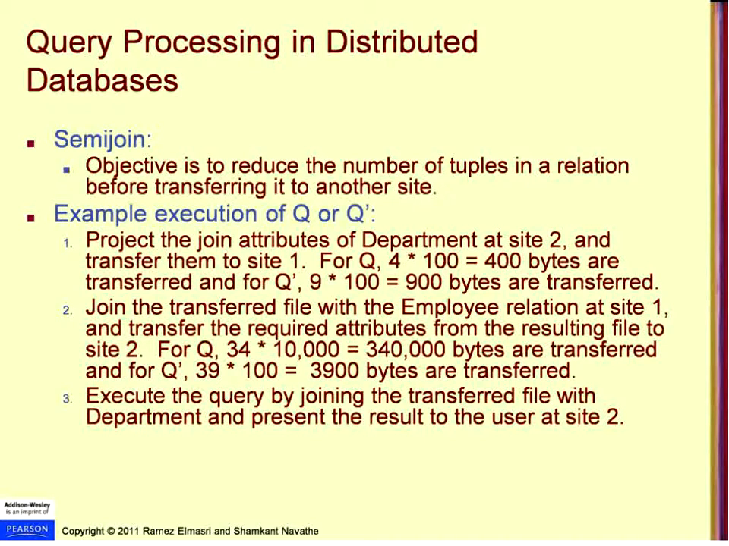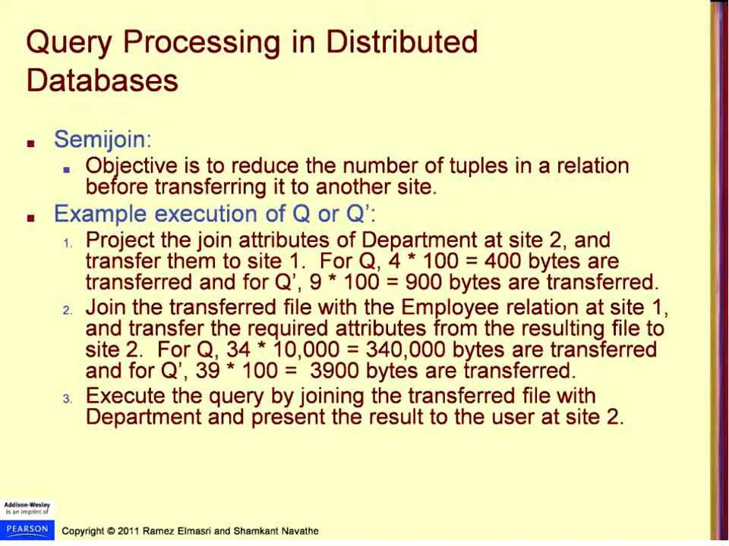So we choose the option of semi-join, which is an operation whose objective is to reduce the number of tuples in a relation before transferring it to another site. So in semi-join, instead of transferring the complete relation, we reduce its number of tuples and send only the tuples which are needed. So the example execution of query 1 or query 2 can be as follows.